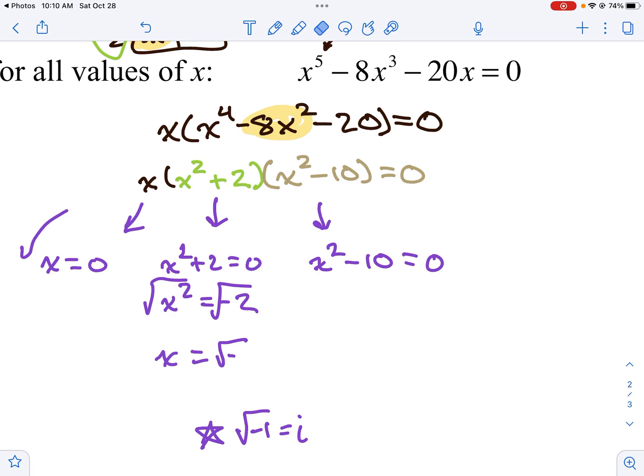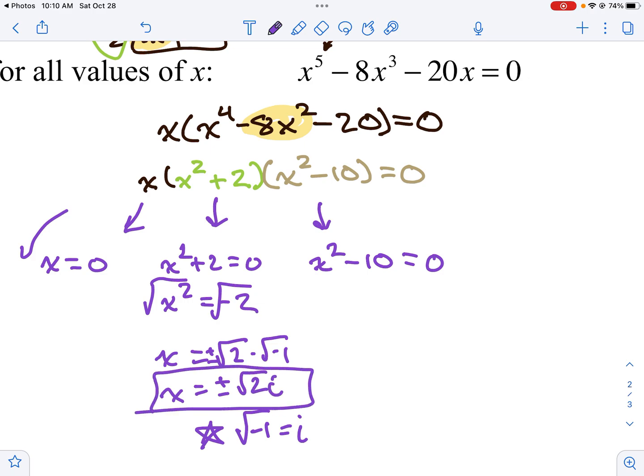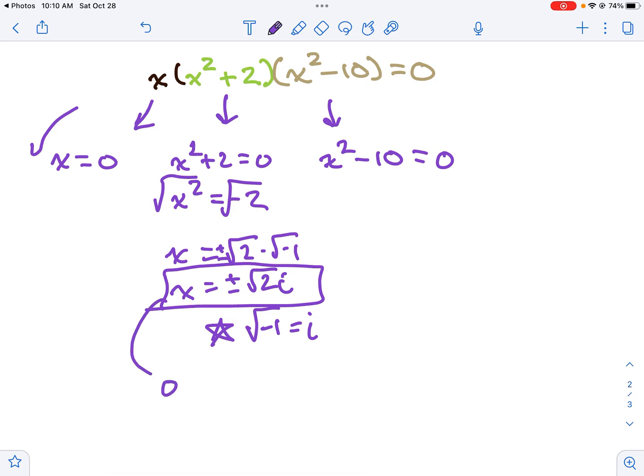So x would be plus or minus root 2i. Or you could do plus or minus i root 2. Okay, the i is not on the inside of the square root there. So I'll put both. X equals plus or minus i root 2. So again, here's one answer. Because of the plus or minus here, that's 2 and 3.